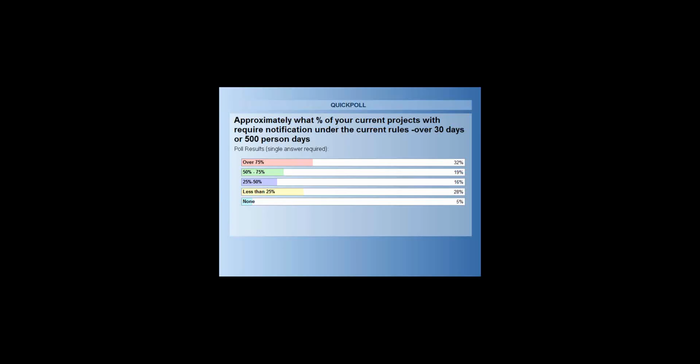So there we can see that roughly a third of the projects out there, we're saying over 75, so a third of you are saying over 75% of the projects would require notification. Then it sort of peaks again at the less than 25, and the bit in the middle is a sort of a trough. And very few projects at the bottom are actually saying none. So that's quite interesting.